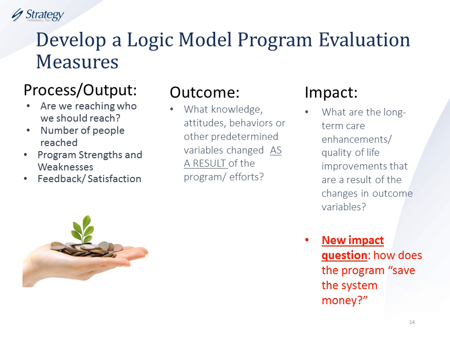Our logic model can tell us process or output measures, satisfaction, program strengths and weaknesses, the number of people reached. An outcome, what a short-term outcome is, is what knowledge, attitudes, behaviors changed as a result of my program. And then the impact is things like, what are the long-term enhancements or the quality of life improvements that are a result of the changes in those variables, okay? And then ultimately, how does the program save the system money?